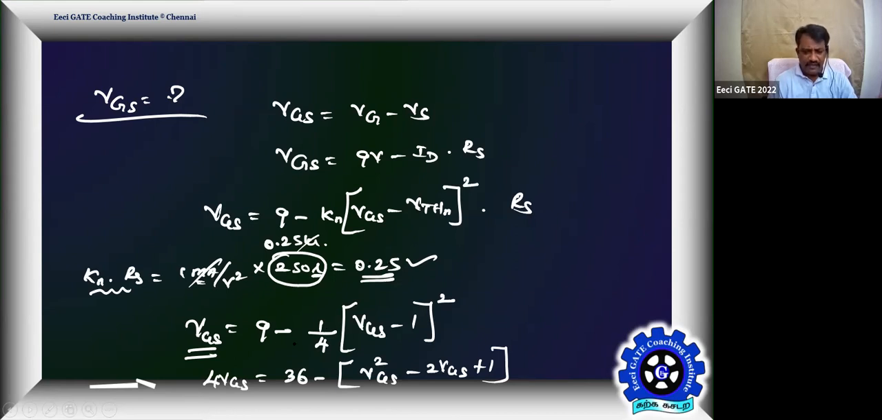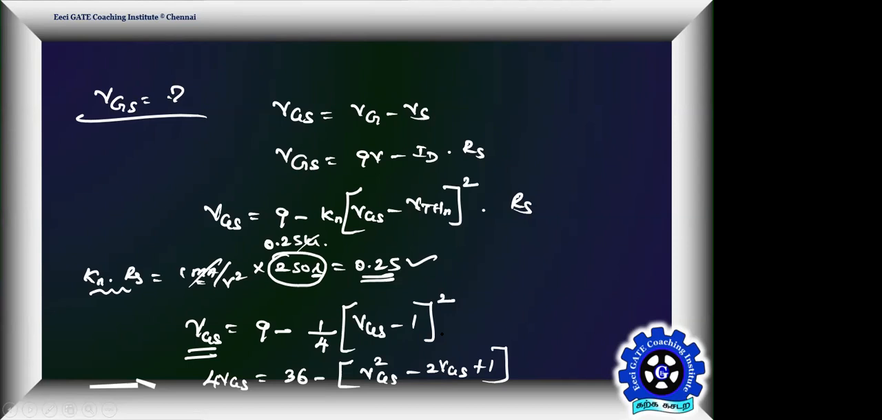So I'm taking LCM. So then 4 into 9 is going to become 36. And the whole denominator 4 is taken to the left side. Then it becomes 4 VGS. So no mistake, right, in this step? Correct? Yes, sir. Agree, Shweta. Yes, sir. Then let us go ahead.